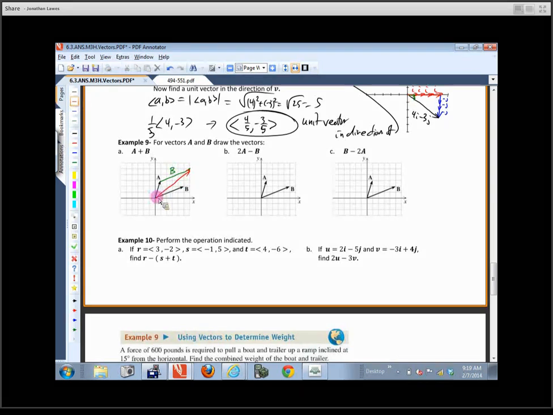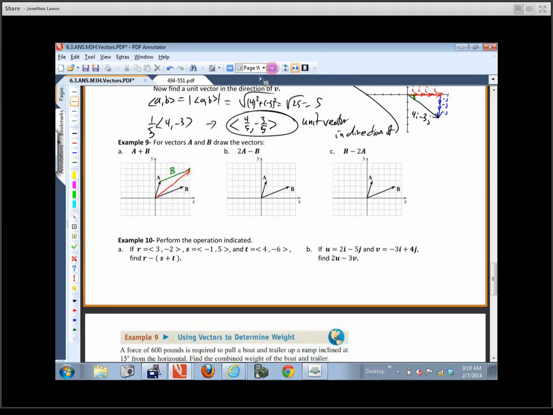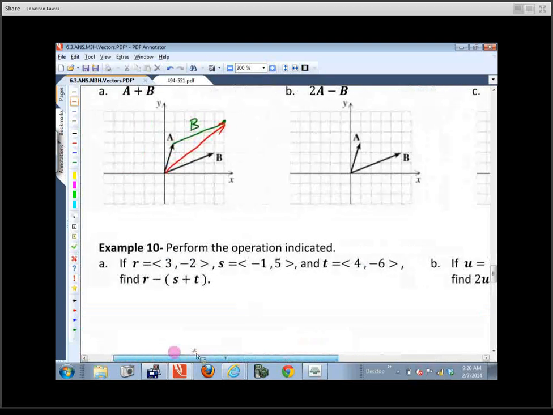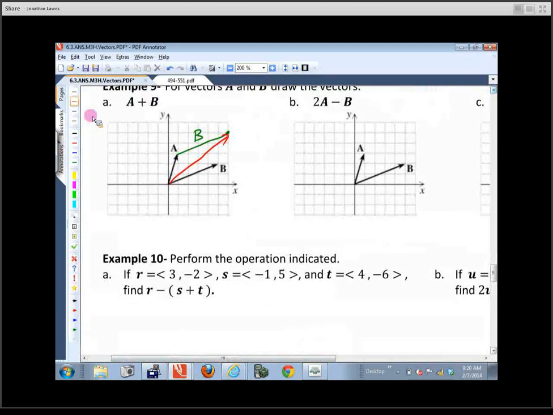Remember, it goes from the tail of the first one to the tip of the second one. And you can see how easy it would be to make this into the parallelogram method right here. Because all I'd have to do is draw a quick copy of A. A is over 1 and up 3. Over 1 and up 3. So it'll look like that.